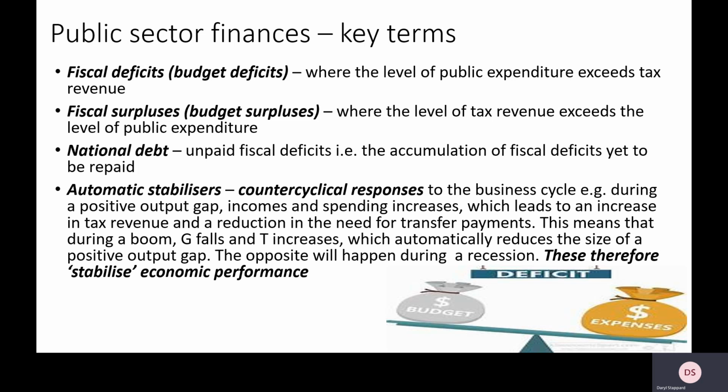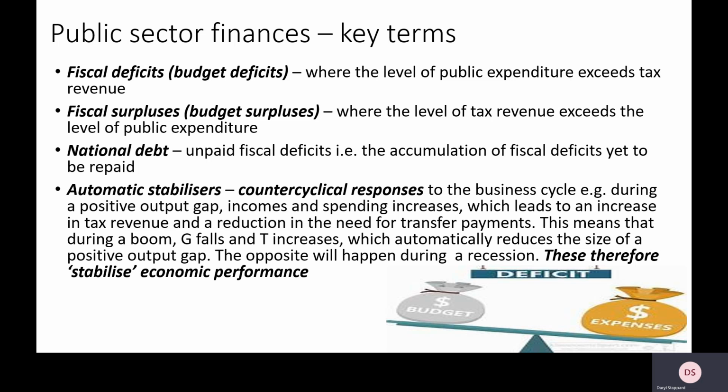Now, in a positive output gap, there's a very good chance that automatically there will be a reduction in government spending. It doesn't need to be a new policy, it will automatically happen. And that is because in a positive output gap, there'll be less need for transfer payments. There'll be less need for unemployment benefits, for example, because unemployment is really, really low.